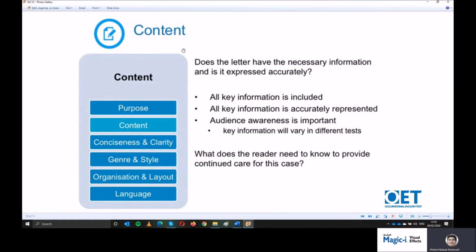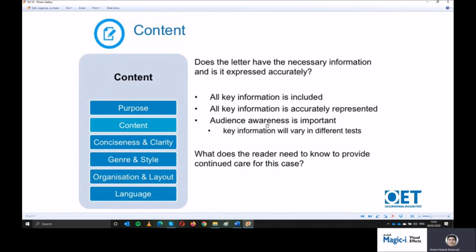Well, this is telling us what a candidate needs to do. The candidate needs to include the key information. The candidate needs to represent all key information accurately. The candidate needs to have audience awareness. So you need to know about the audience.